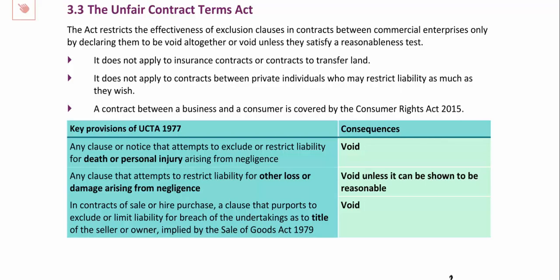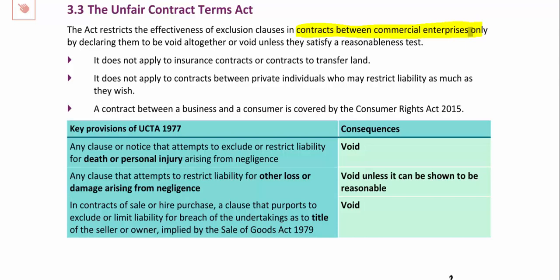Now, in addition to the common law test, there's also two statutes that we need to know. So the first of these is the Unfair Contract Terms Act. Now, it's important to note that this Act applies to contracts between commercial enterprises only. And what this does is it says an exclusion clause will either be automatically void or will be treated as void unless it can satisfy a reasonableness test.